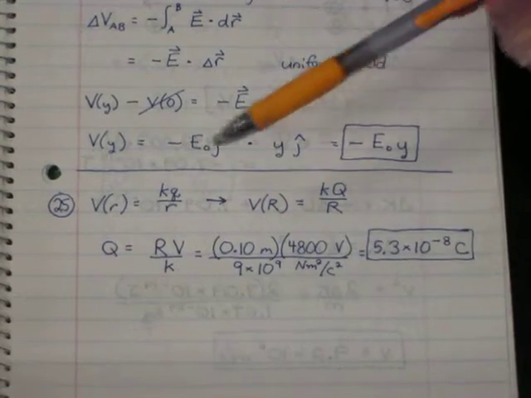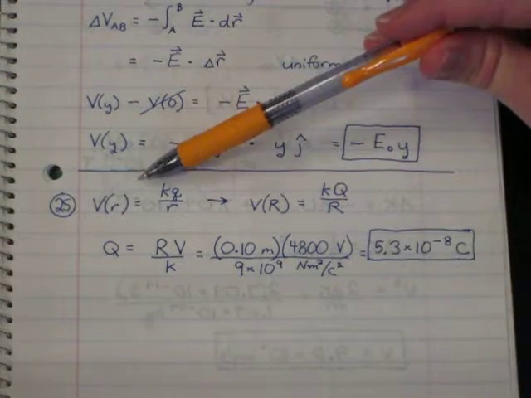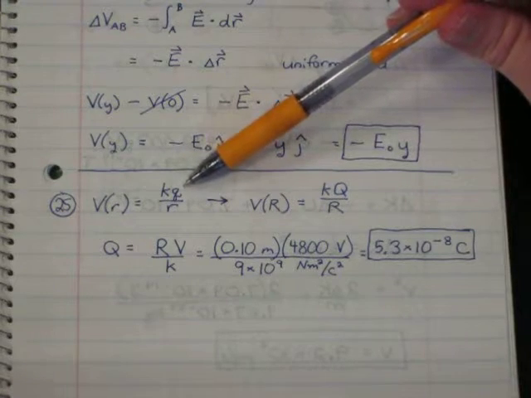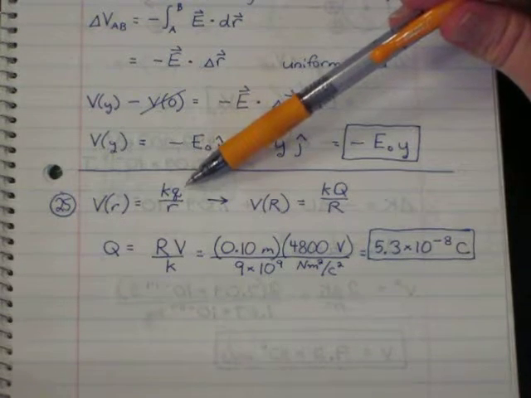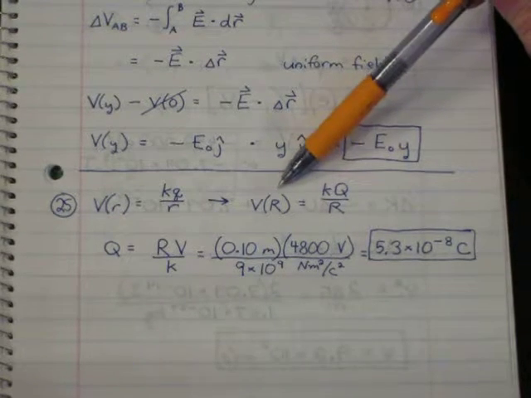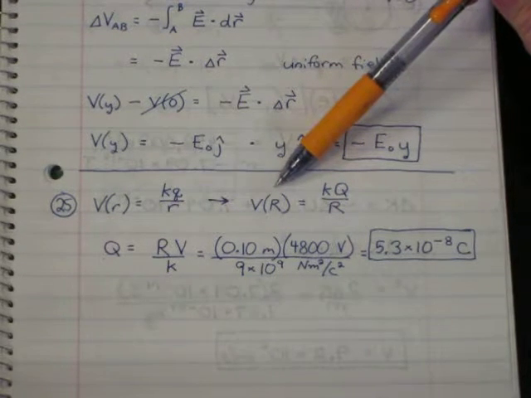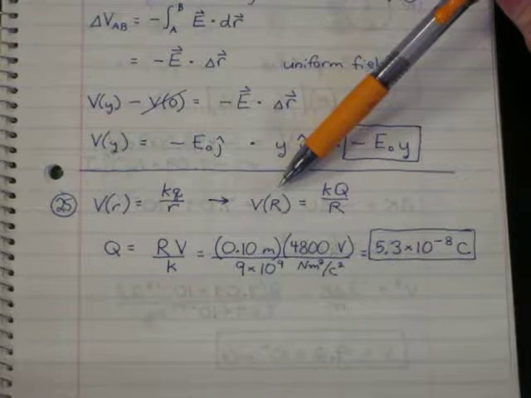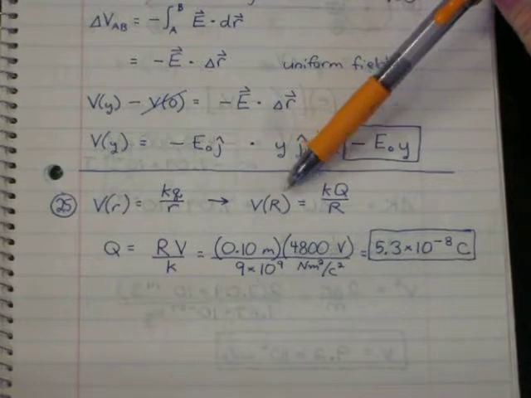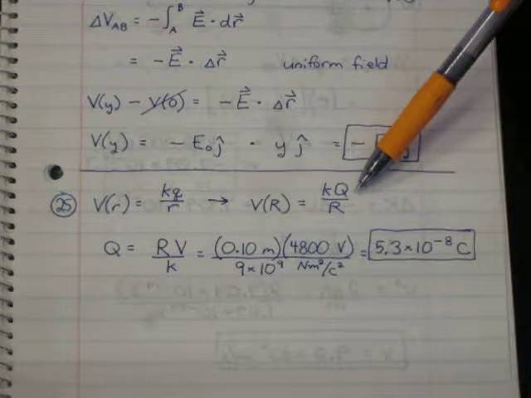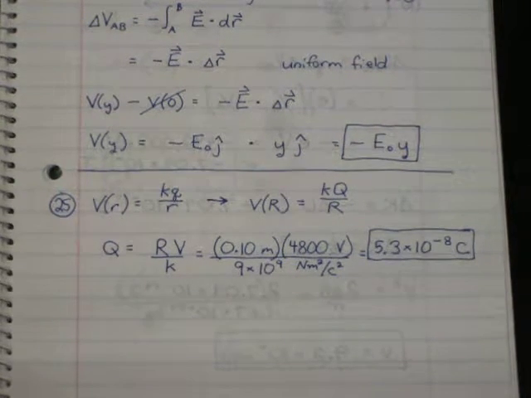All right, we're going to use the general equation that V of r is kq, k times the charge divided by r. And that's going to lead us to V of r, capital R, being the radius of the sphere, equals kq divided by the radius of the sphere. We're going to solve that algebraically for q.